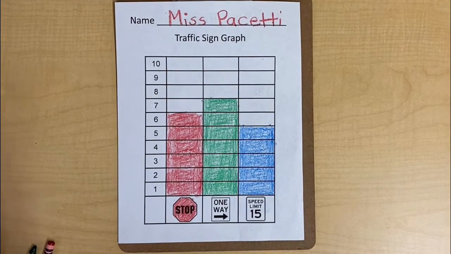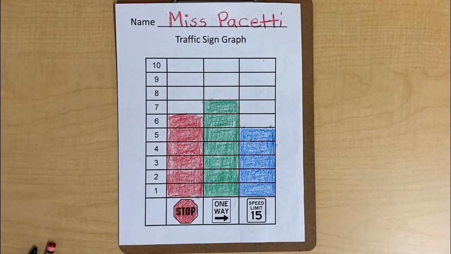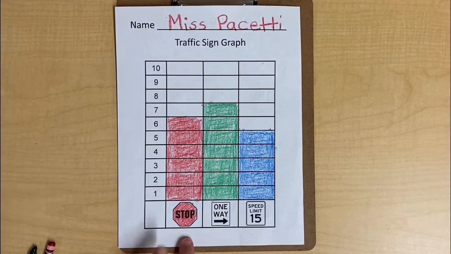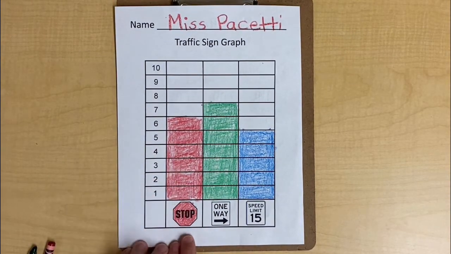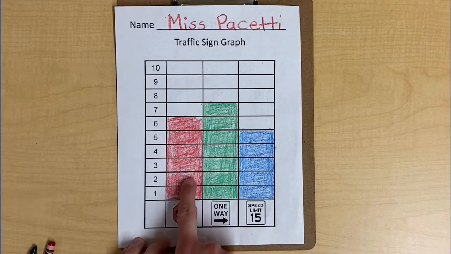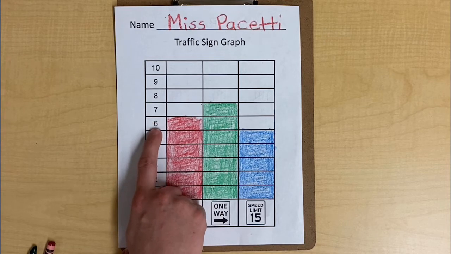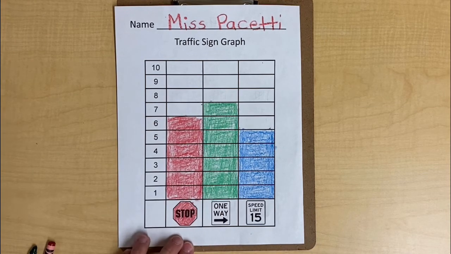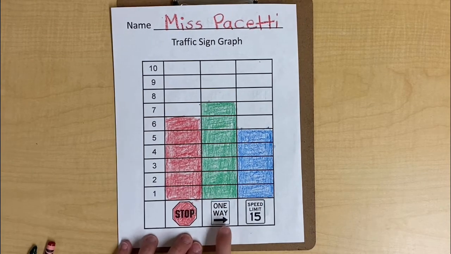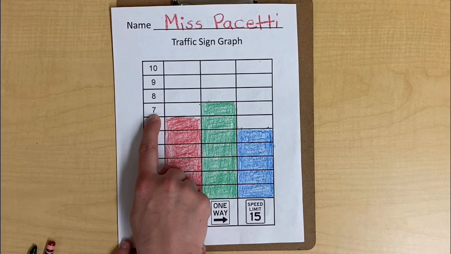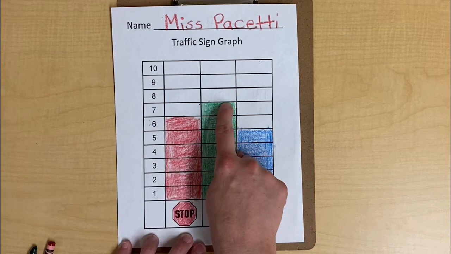All right, we finished our graph, so now we need to talk about it. How many stop signs did we see? We could count each one, or if we're reading the graph, we go up to the last one and we can go over. How many are there? 6, nice job. Now, how many one-way signs did we see? One way's here, so we go up, up, up, up, up, up, up. Very good, what is that number? 7, so we saw 7.